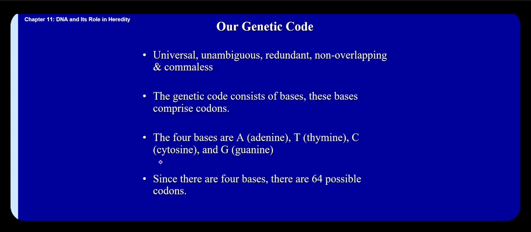Okay, there are some things about our genetic code. Our genetic code is universal. Your genetic code is my genetic code and everybody else's genetic code. It's unambiguous. When we're coding for leucine, we're coding for leucine. It's redundant. Like our everyday language, we have synonyms. We have multiple words that have the same meaning. We have multiple ways of coding for the same amino acid. It's non-overlapping and commaless. That's a little different than our everyday language. So let's think about language.